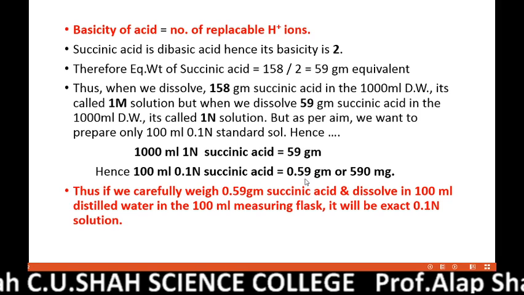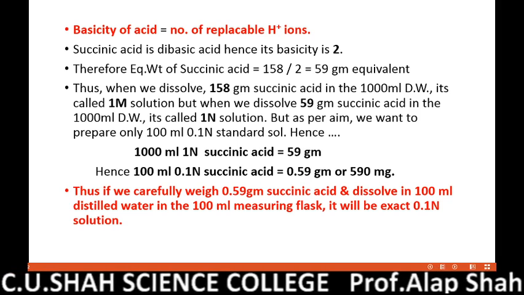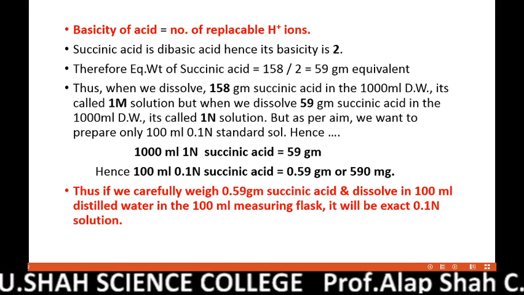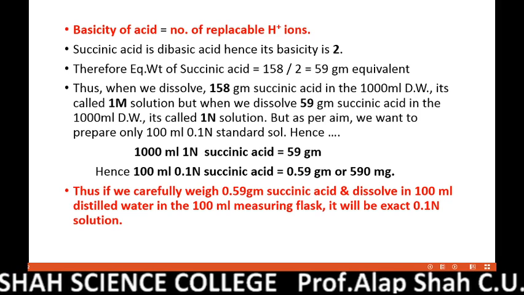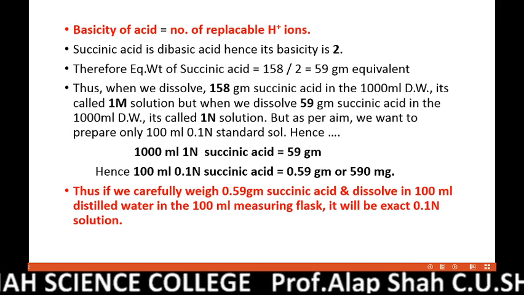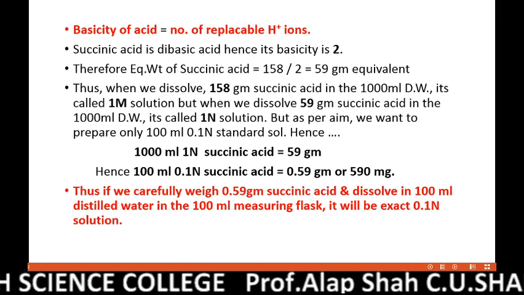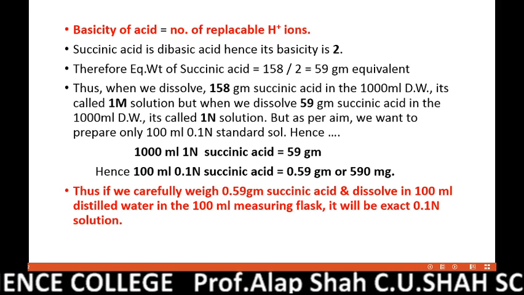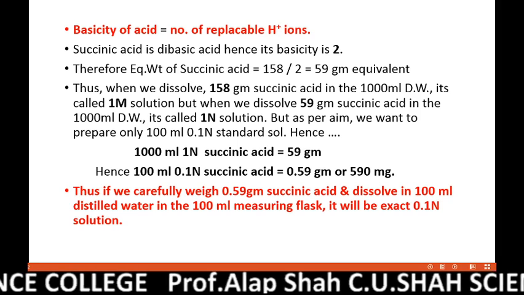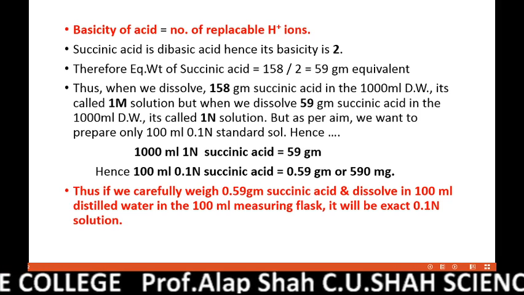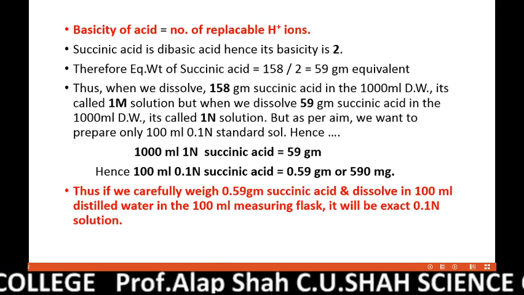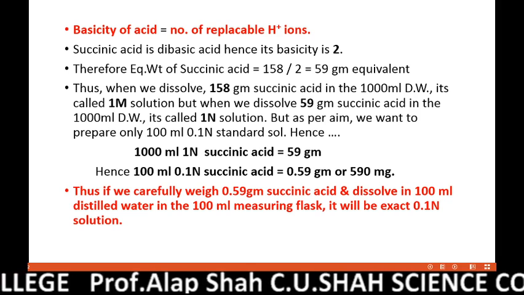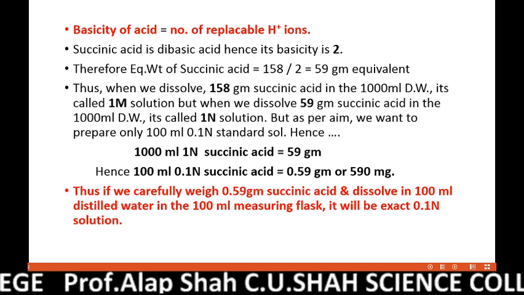So we have to weigh 0.59 gram succinic acid, and when we dissolve it in 100 ml distilled water, it will be a solution with the known concentration, that is 0.1 normal. So this is the way the calculation is done. Now, how can we prepare this solution? This is its theoretical part.